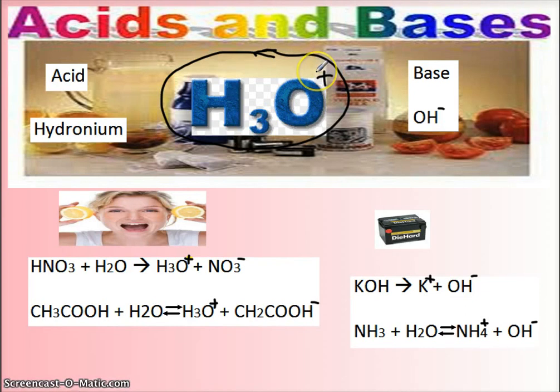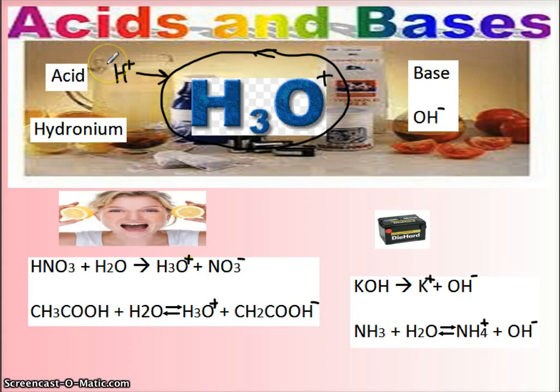It is an ion. An acid, by definition, is a substance that donates hydrogen ions to transform into H3O whenever it's mixed with water. So add this to water and it becomes H3O positive. That's what an acid is by definition.